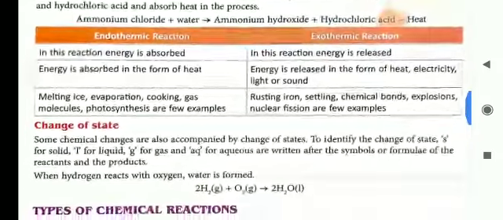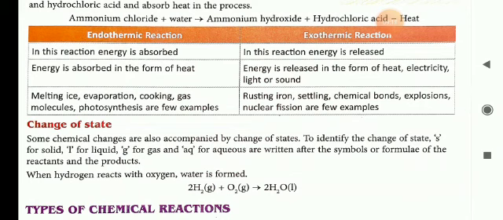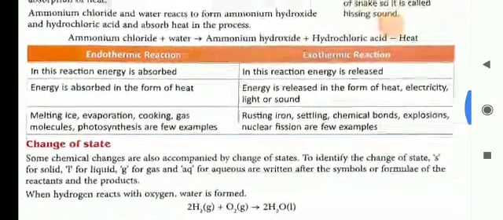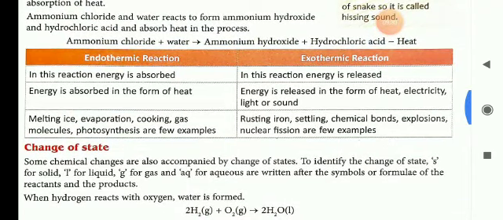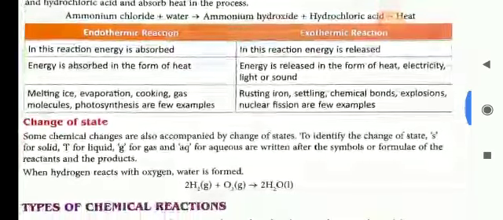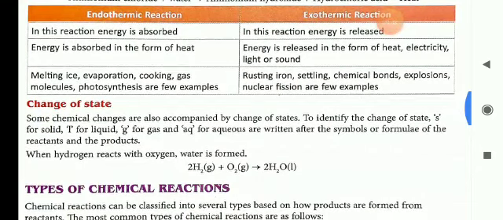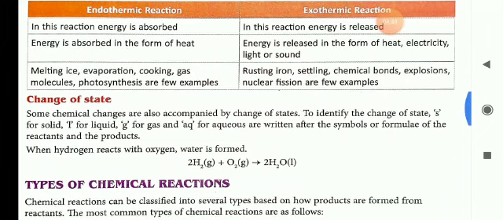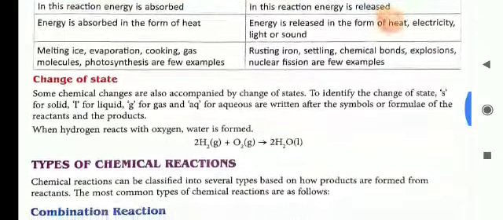But in exothermic reactions: rusting of iron, settling, chemical bonds, explosion, nuclear fusion, all these are exothermic reactions. That means here the heat is released. You can see when the firecrackers explode, then a large amount of heat, light and sound is produced. So this is an exothermic reaction.